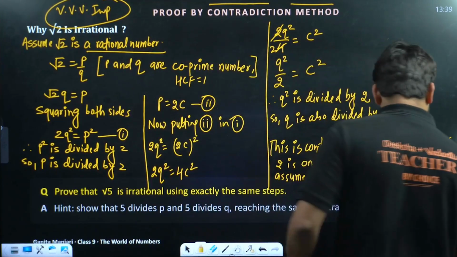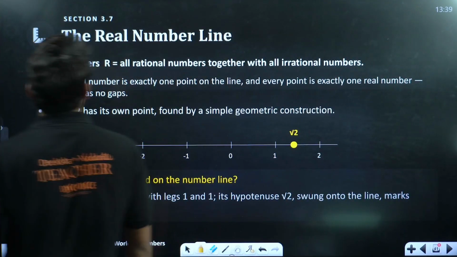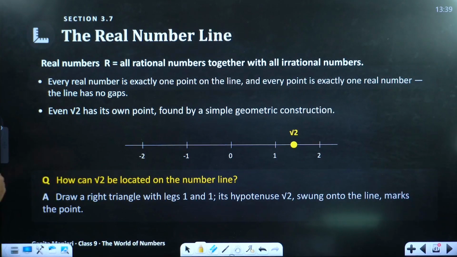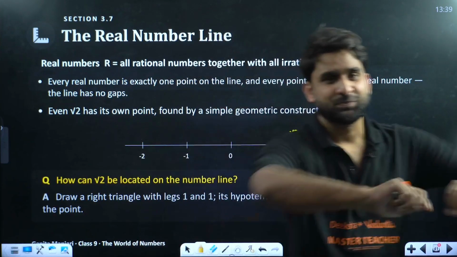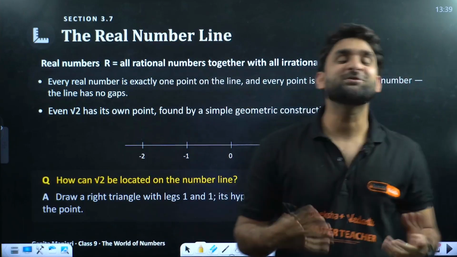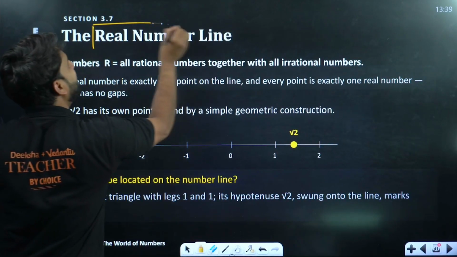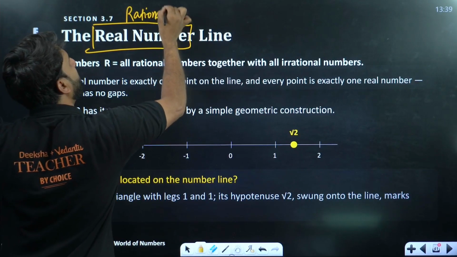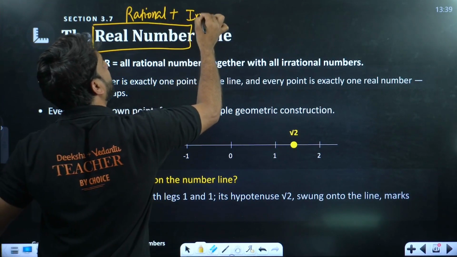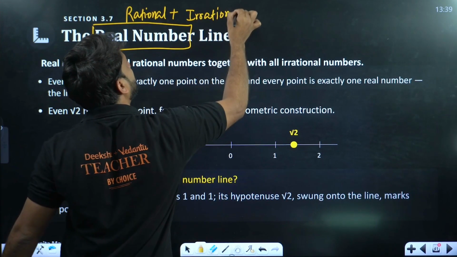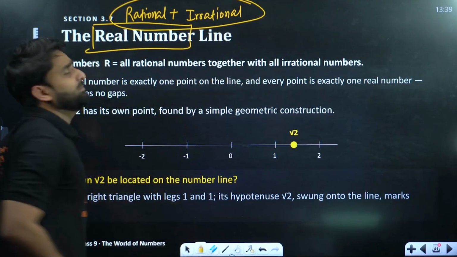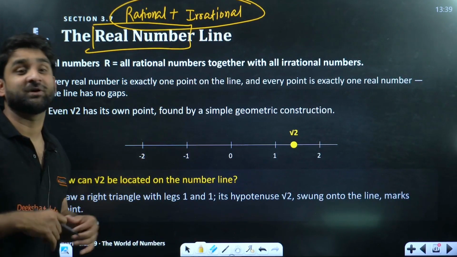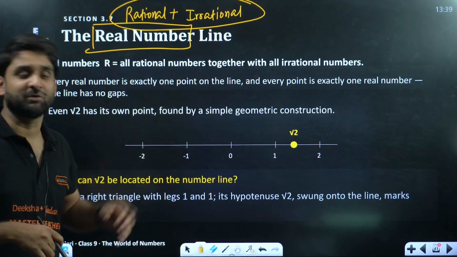Moving ahead. Okay, the next is 3.7, the real number line. Very good. So my dear champion, listen. What does the real number line mean? Come on. What is called a real number? The combination of all rational numbers plus irrational numbers. The combination of rational and irrational numbers is called real numbers. Yes, my dear. In the real number category, irrational also comes. In real numbers, rational also comes.